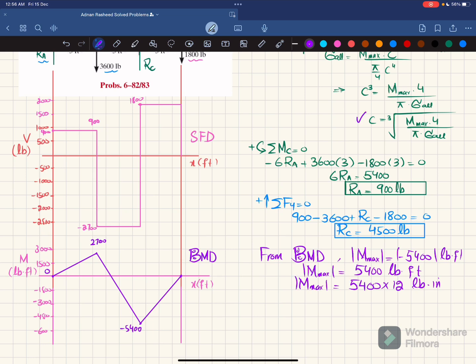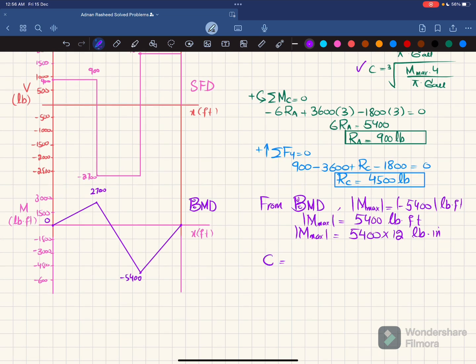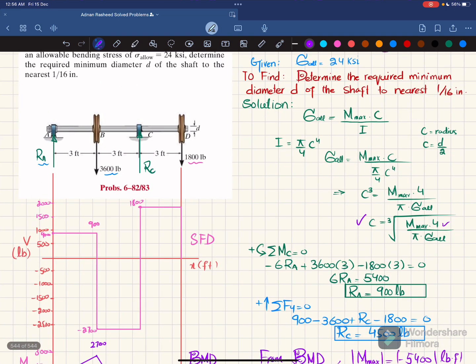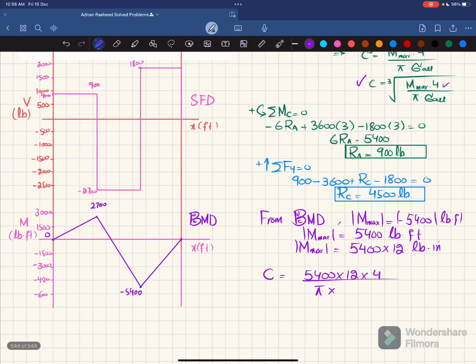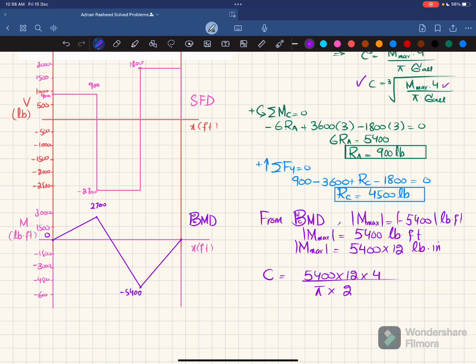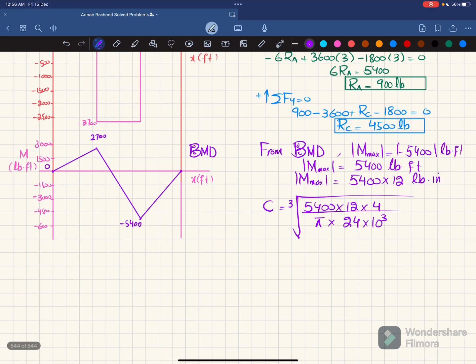Now put it in this formula. So we will get C is equal to the maximum bending moment, which is 5400 multiplied by 12, into this formula. We have 4 divided by pi into the allowable bending stress, which is 24 ksi. So I will write 24 into 10 to the power 3. That will be psi, pound per square inch. And we will have a cubic root. So when you solve this, you will get C, and that C will be equal to 1.51 inch.